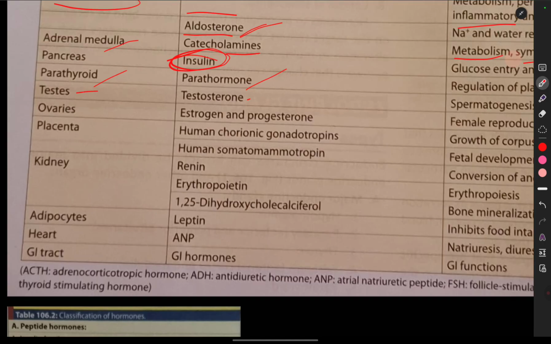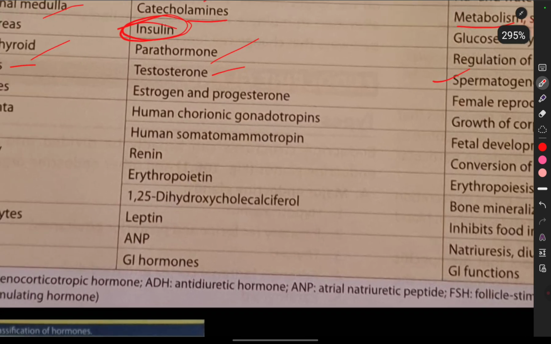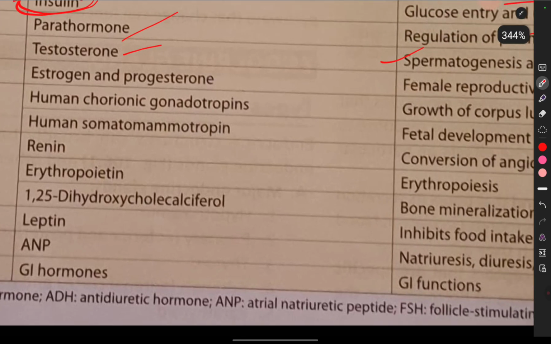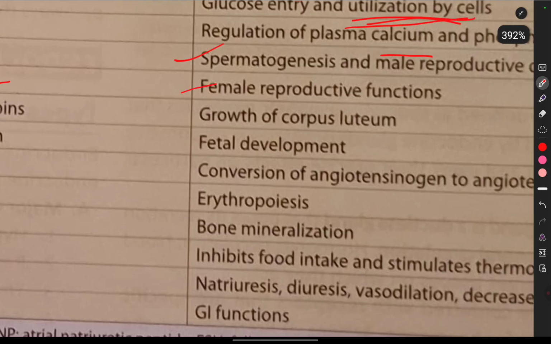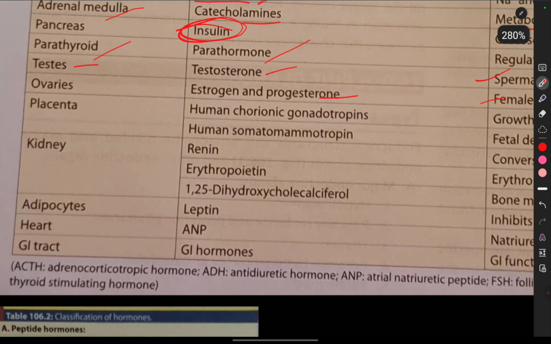And testes release testosterone, which helps in the production of sperms, that is spermatogenesis, and male reproductive development, and also brings out secondary sexual characters during puberty. And we have the ovaries releasing estrogen and progesterone, for female reproductive functions like growth and maturation, and it also helps in maintaining pregnancy and all.